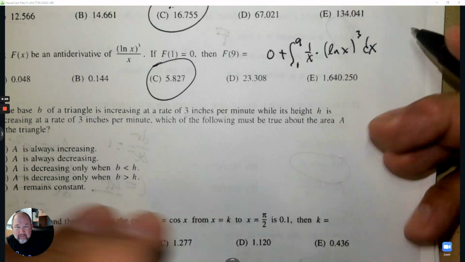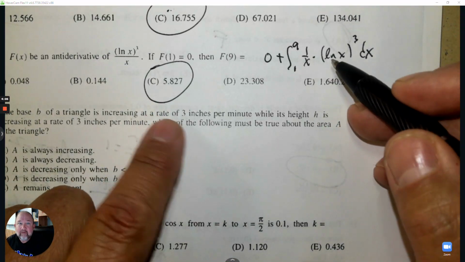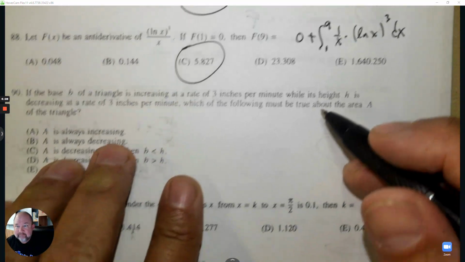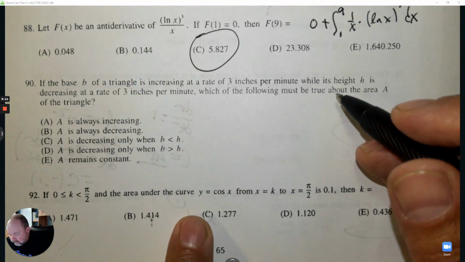I was going to do it by hand, but it's a calculator question. So why? The hook is 1 over x, so it's just ln x to the 4th. Let's type it in. Number 90, we're almost there.